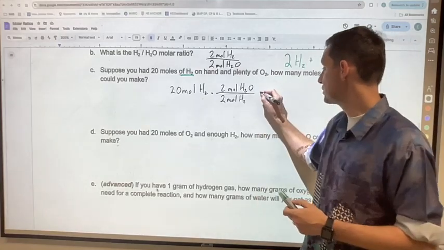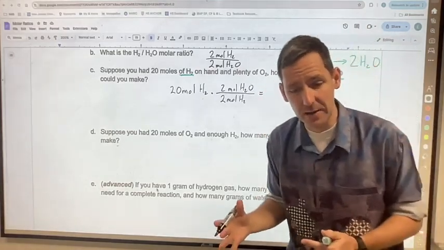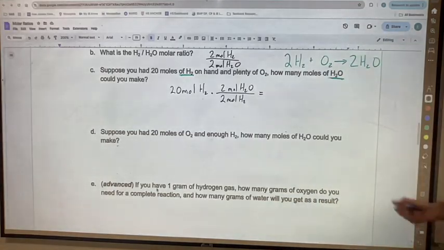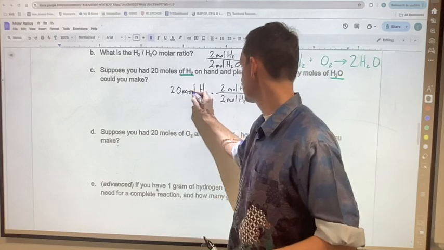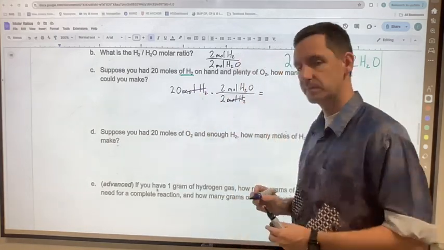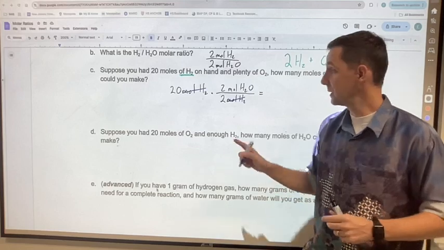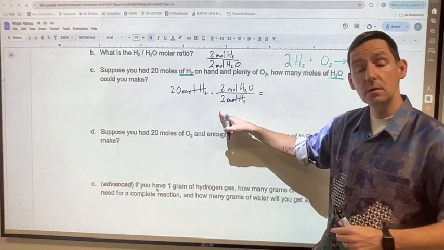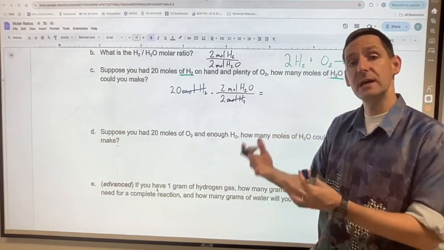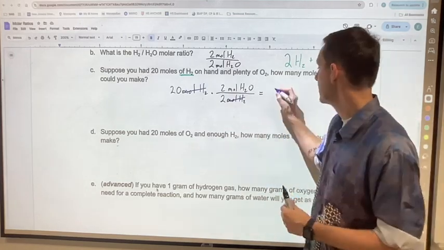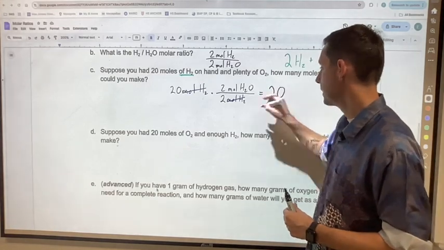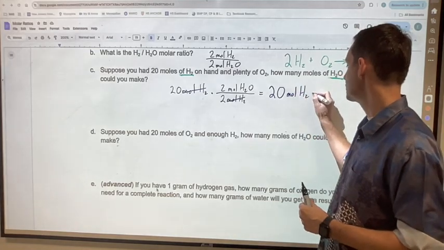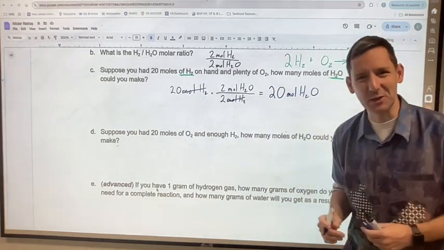From there, it's just doing the mathematics, right? So we're going to go ahead and cross out the H2s. Okay, those cancel out. And then I'll be left with 20 times 2 divided by 2. So 20 times 2 is 40, divided by 2 is 20. And so I end up getting 20, and the units that are left are moles of H2O. And we've managed to answer the question that they've asked.